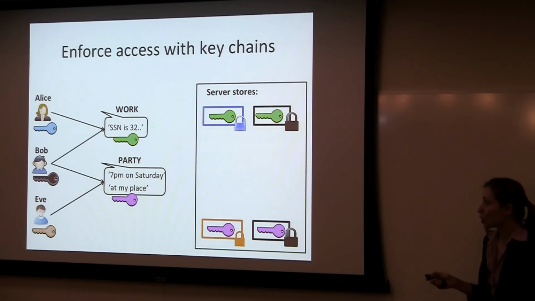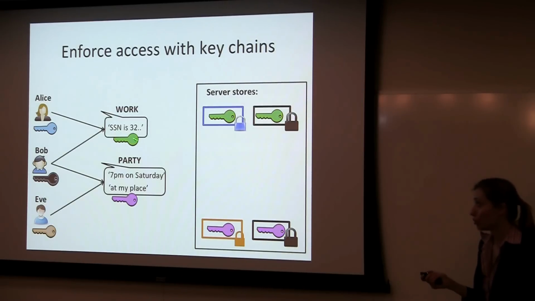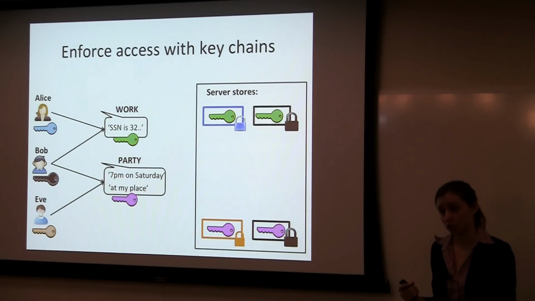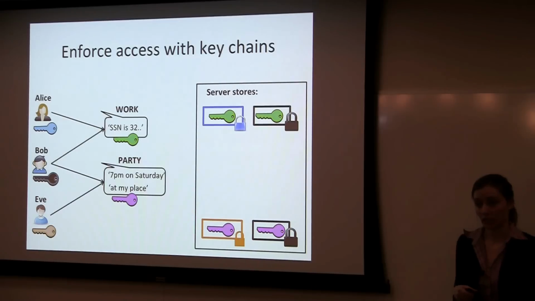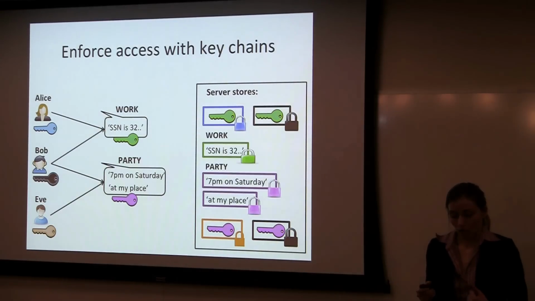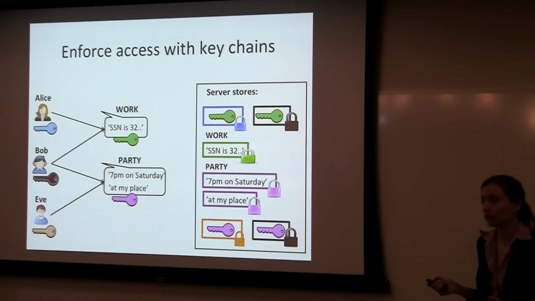So the key for the chat room work is encrypted under Alice's key and separately under Bob's key. In this way, Alice and Bob will be able to have access to the key for the chat work and decrypt the chat. And similarly for the chat party, it's encrypted under Bob's key and Eve's key. So now, also the data is stored encrypted at the server and is encrypted under the corresponding chat key. So for example, the message SSN is 32 is encrypted under the key of the chat work.